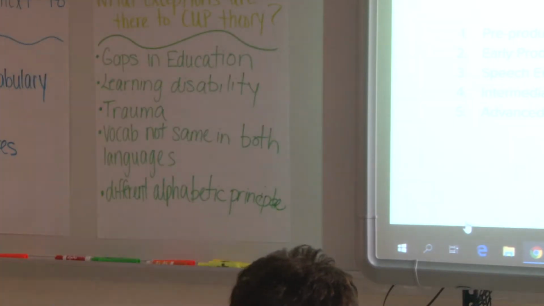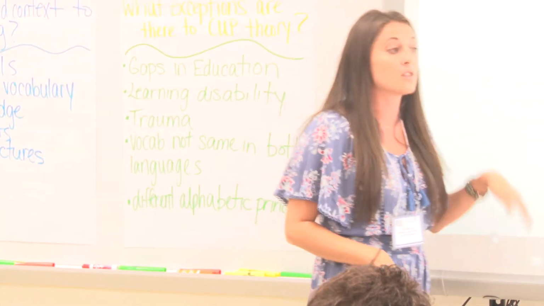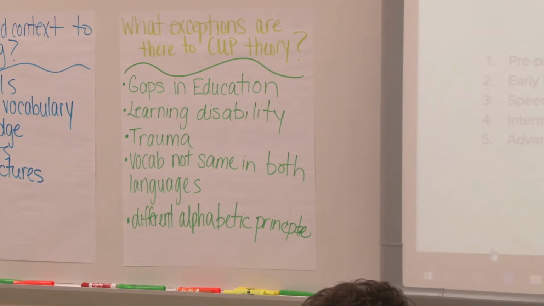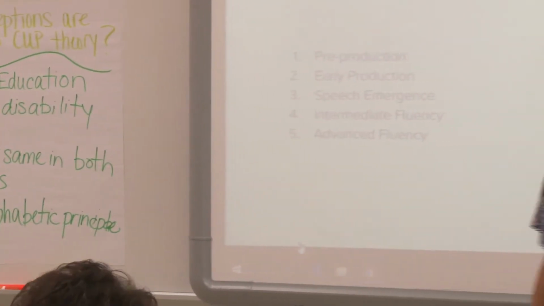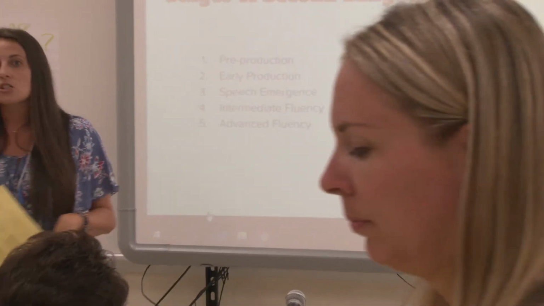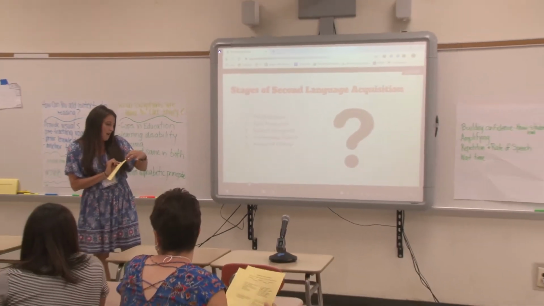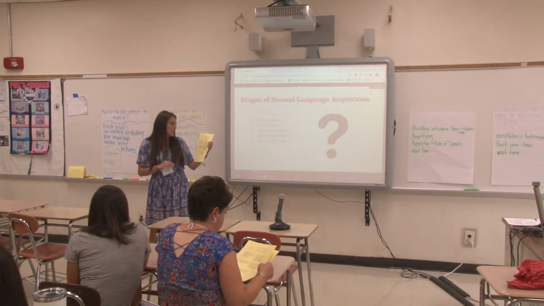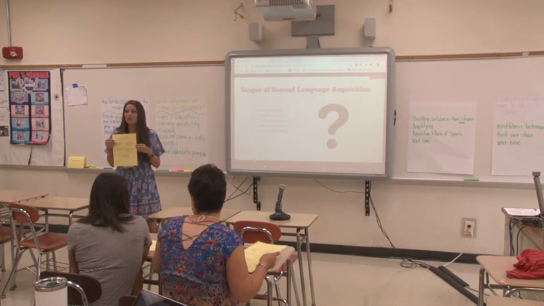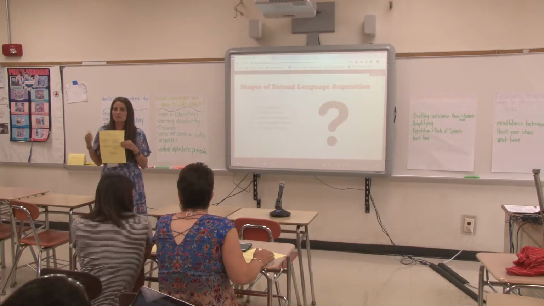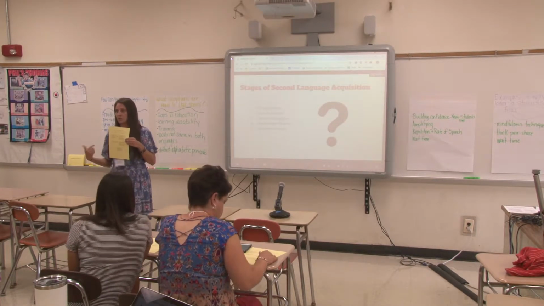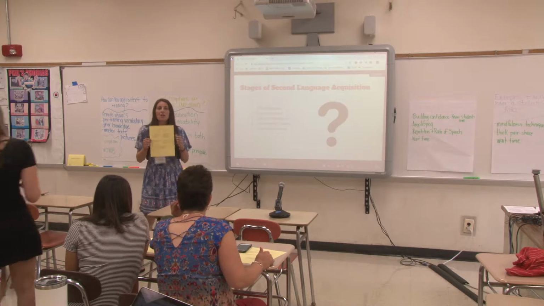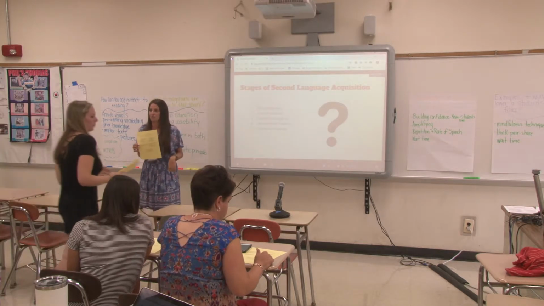I'm gonna just turn the lights on. So there's pre-production, early production, speech emergence, intermediate fluency, and advanced fluency. We have these worksheets. I can help you out. And if you want to work with the person next to you, turn around. There's a box on the top that has all 5 stages, and just read each box, and just see what you think, what stage belongs where, and just write it in. So we'll give you a few minutes to read about it and think about what you think.